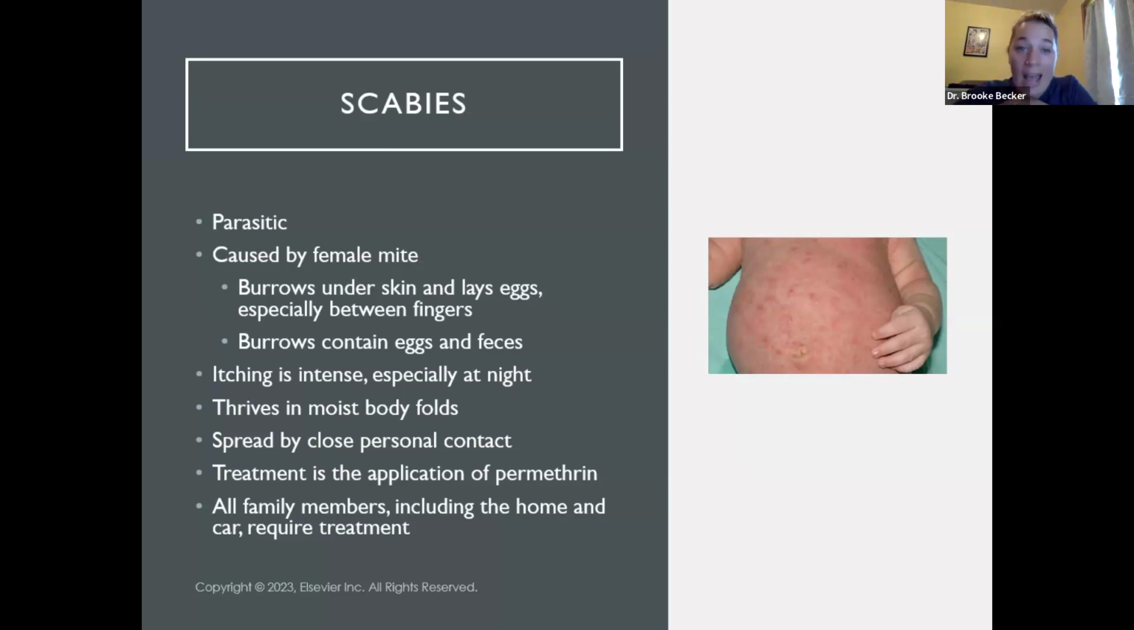Intense itching at night, especially. So kids with scabies or people with scabies, a lot of times they don't itch throughout the day. They may have a little itch, but at night it's like they could rip their entire skin off. That's how much they're itching.